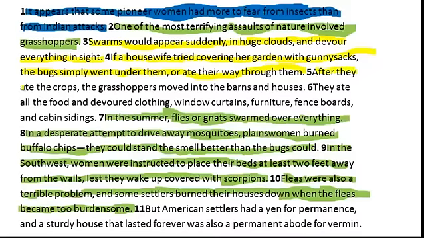After they ate the crops, who were they? The grasshoppers again. The grasshoppers moved into the barns and houses. They, meaning the grasshoppers once again, ate all the food and devoured clothing, windows, curtains, furniture, fence board, and cabin sidings. It's all about grasshoppers.